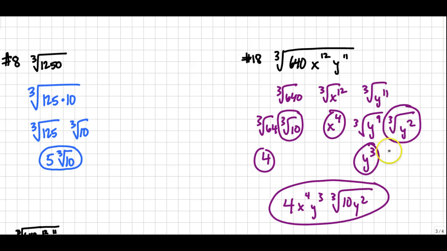Then I just took all 5 pieces and assembled it. The 4 was not under the radical, the x to the 4 was not, and the y to the 3rd was not. Those go in alphabetical order. Then under the radical still we've got the 10 and the y squared. And again, make sure your 2 is underneath that bar.